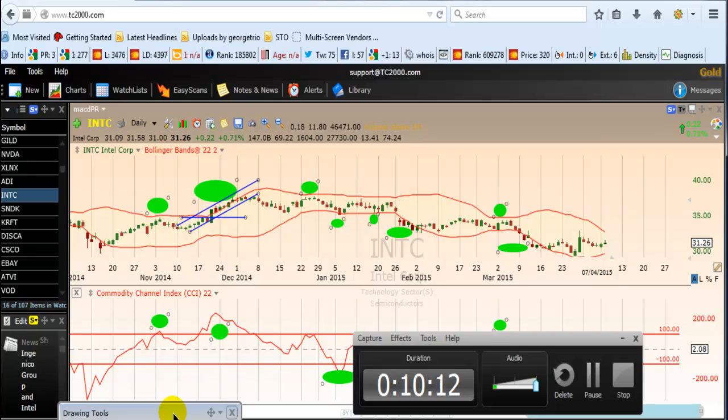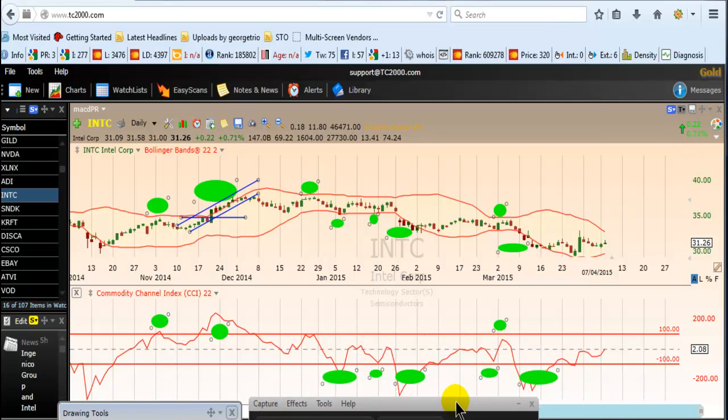So when we are using the commodity channel period X, we will use the corresponding Bollinger Band period X, volatility 2. If you are using the commodity period 14, we will use the corresponding Bollinger Band period 14.